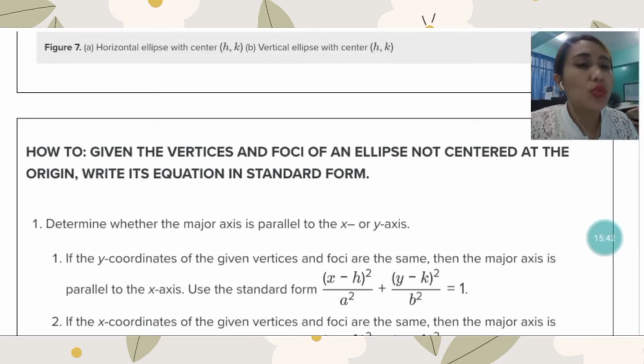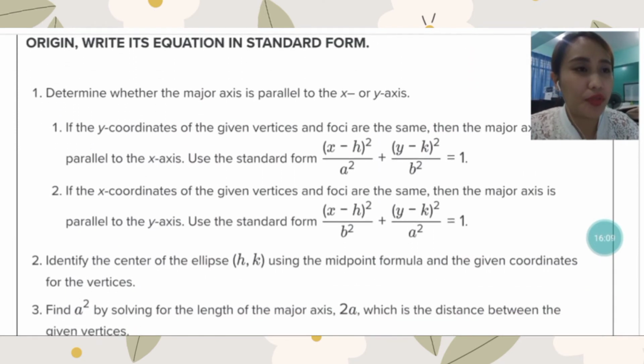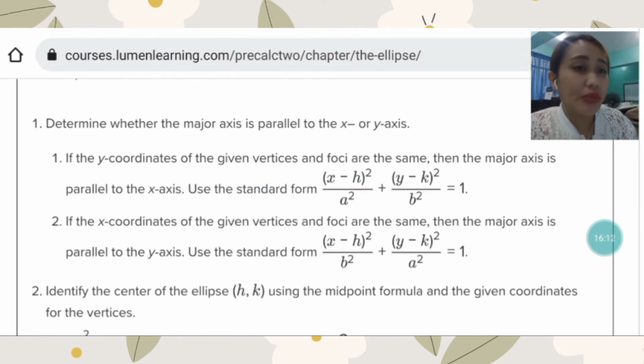So how do we write the equation of an ellipse in standard form given the vertices and foci of an ellipse not centered at the origin? Earlier in this video, the first part was how to write the standard form when the ellipse is at the origin. But this time, what do we do if the ellipse is no longer at the origin? We have 6 steps right here. Number 1, the first thing we need to do is determine whether the major axis is parallel to the x or the y-axis. Even if your ellipse is at the origin or not, that's the very first thing you need to determine.